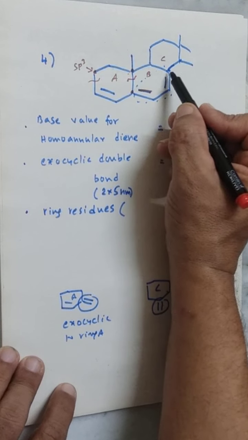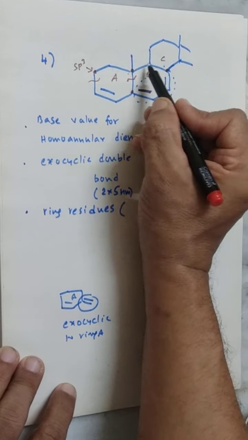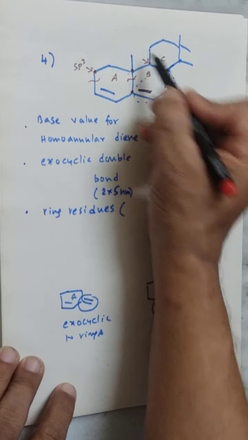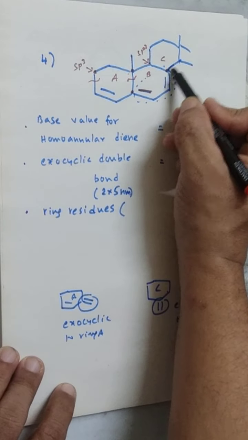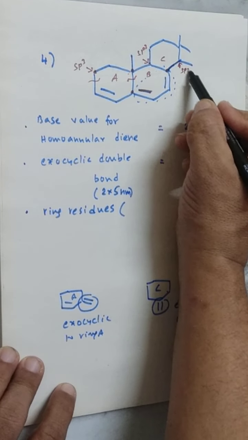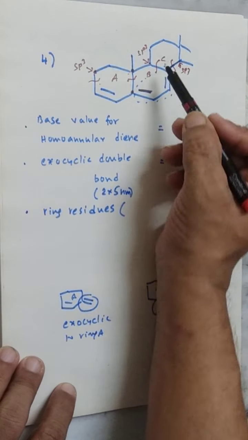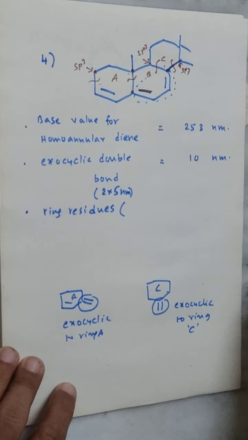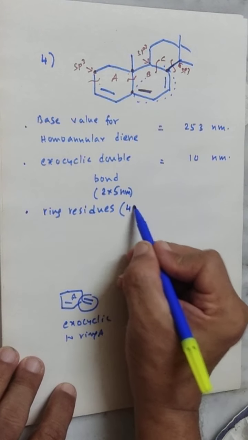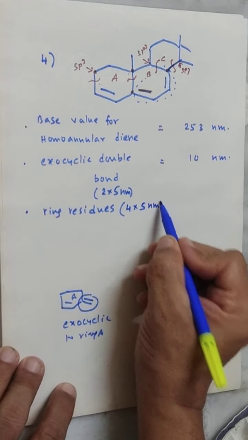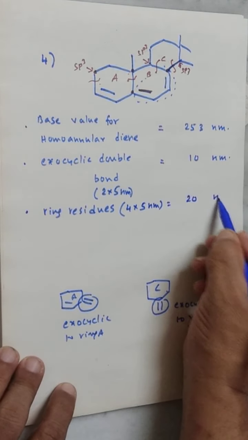Now coming to this double bond. See here, this is attached to one sp3 carbon, and this is another sp3 carbon. So this becomes a ring residue, this becomes a ring residue. So 1, 2, 3, 4. 4 ring residues are there. So now you have 4 into 5 nanometers, that is equal to 20 nanometers.